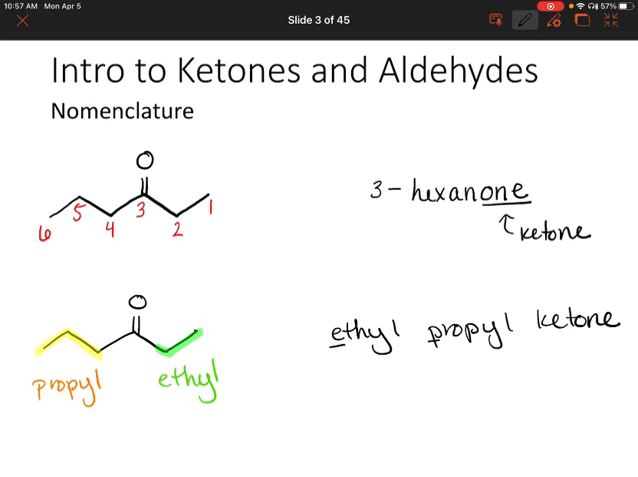And we alphabetize ethyl and propyl. So again, very similar to how we would name an ether, but we can do this with a ketone as well. So that's also an acceptable naming scheme.